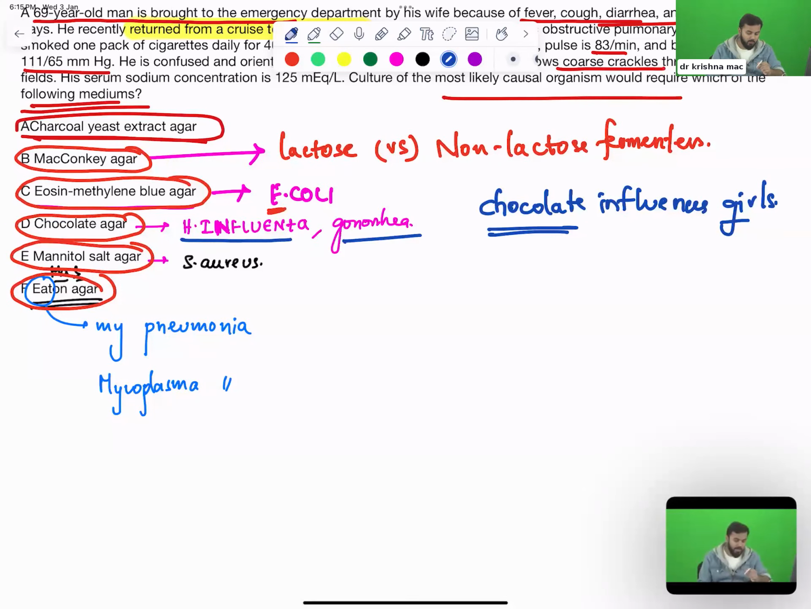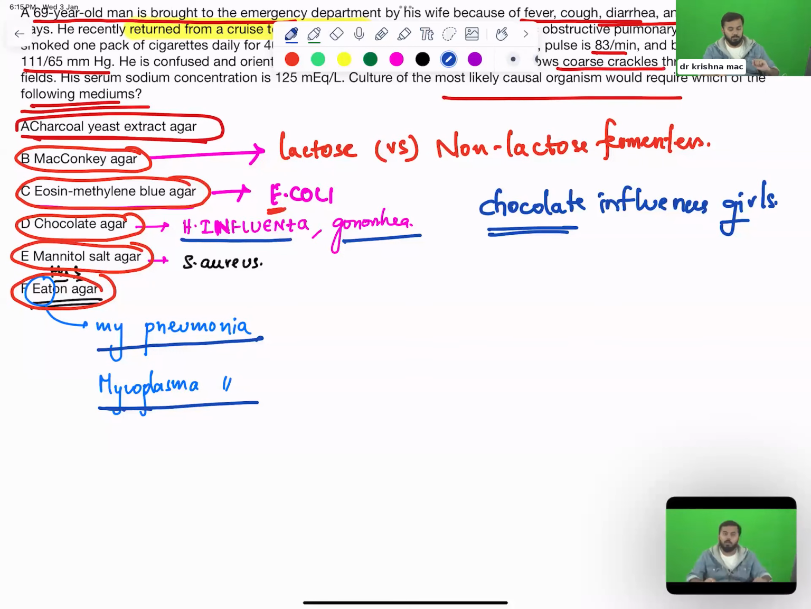Next, mannitol agar. Mannitol salt agar is for Staph aureus. Eaton agar, what is Eaton agar? Eaton agar is for Mycoplasma pneumoniae. My in the sense Mycoplasma pneumoniae. For Mycoplasma pneumoniae, we use Eaton agar.